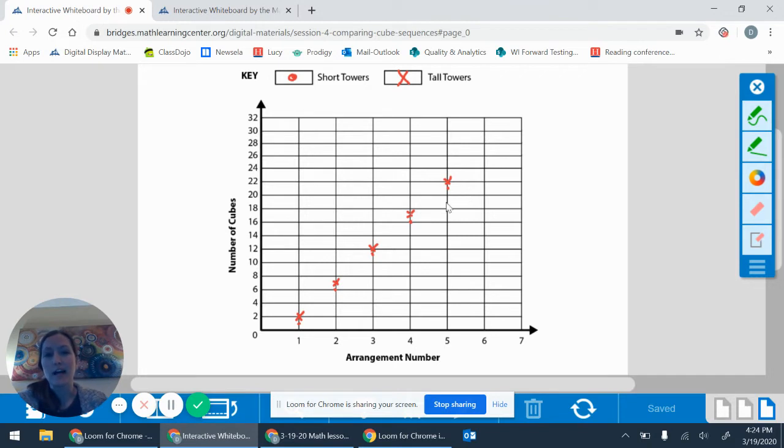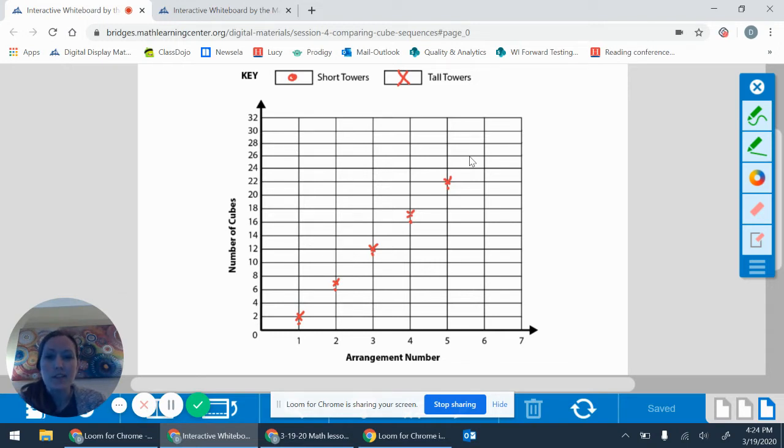Let's take a look at those tall towers. Look at our X's now. Well, I noticed they're in a straight line too. So now if we compare these two sets of information, the short towers and the tall towers, do you notice anything about the graph? Think about it for a second. One thing I noticed is that those dots are really close together. When I was writing them on my screen, I had to get really close and be really careful so that I was sure that I made them on the right spots.